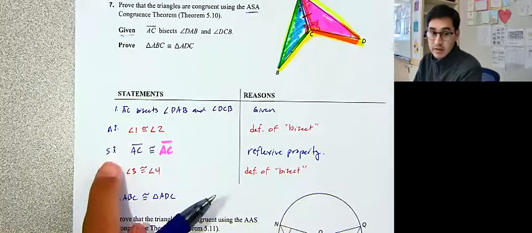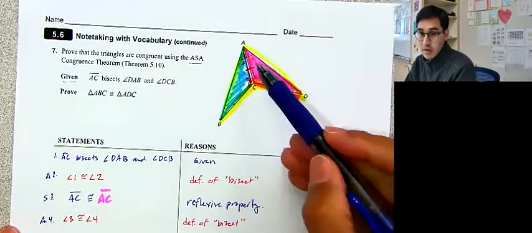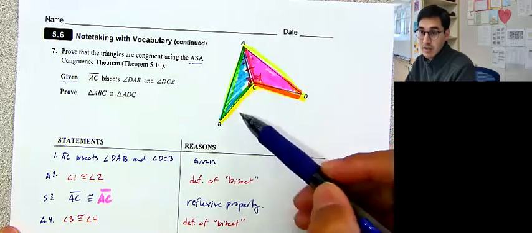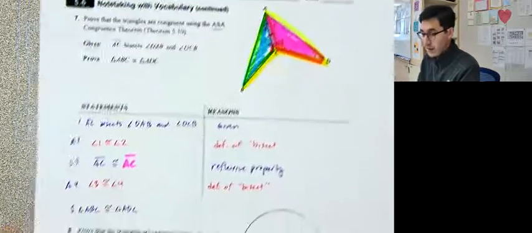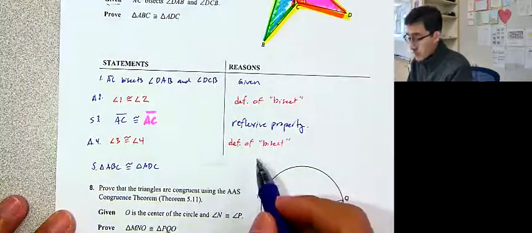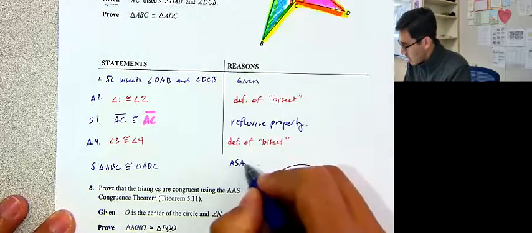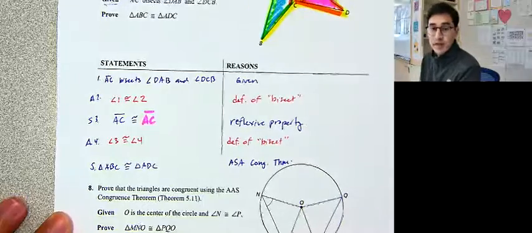And now I've got the angle, side, angle pattern. You can see it right here in the picture, right? In the pink triangle, we have an angle, then a side, then an angle. Same thing in the blue triangle, an angle followed by a side, followed by an angle. So our final reason for the triangles is going to be that pattern, right? The angle, side, angle congruence theorem.